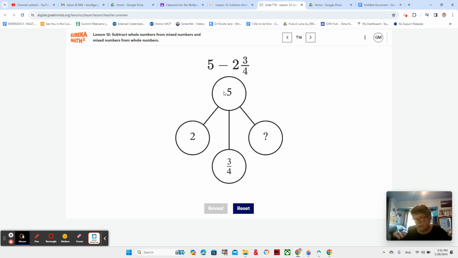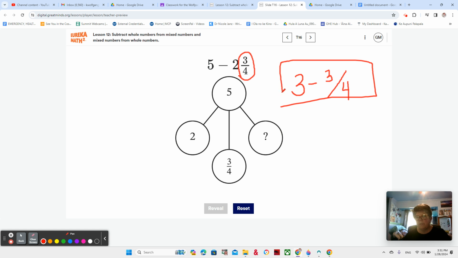I bet you're thinking about subtracting this whole number. So 5 minus 2, that would give us 3. But we still need to get rid of this 3/4, because we gave them the 3/4 pizza. We gave them 2 3/4 pizzas. So now we have to do 3 minus 3/4. I think we have a picture to help us with that.